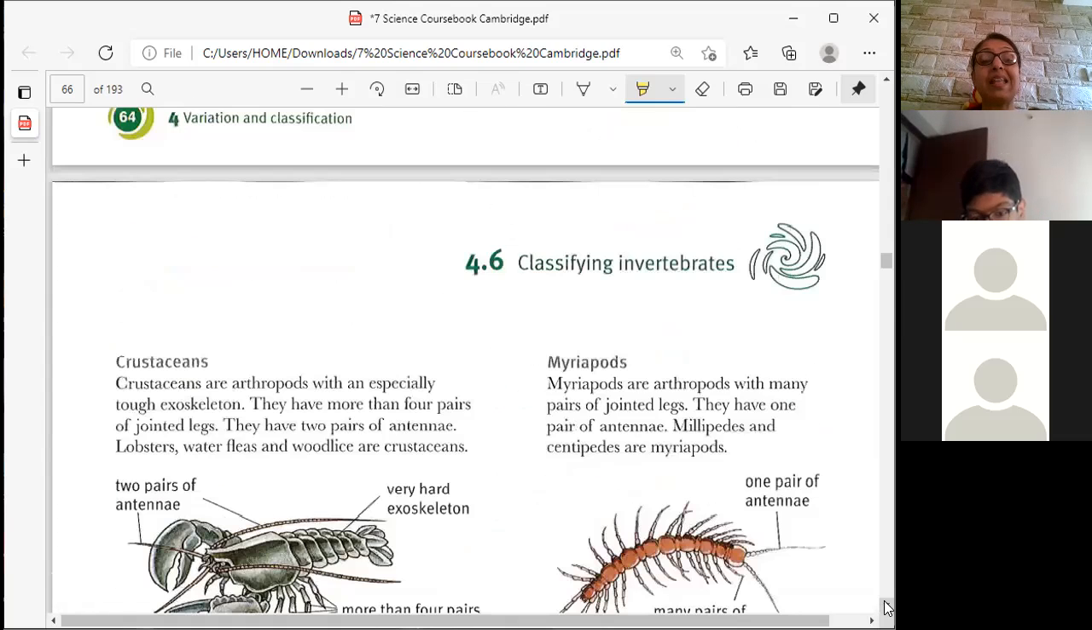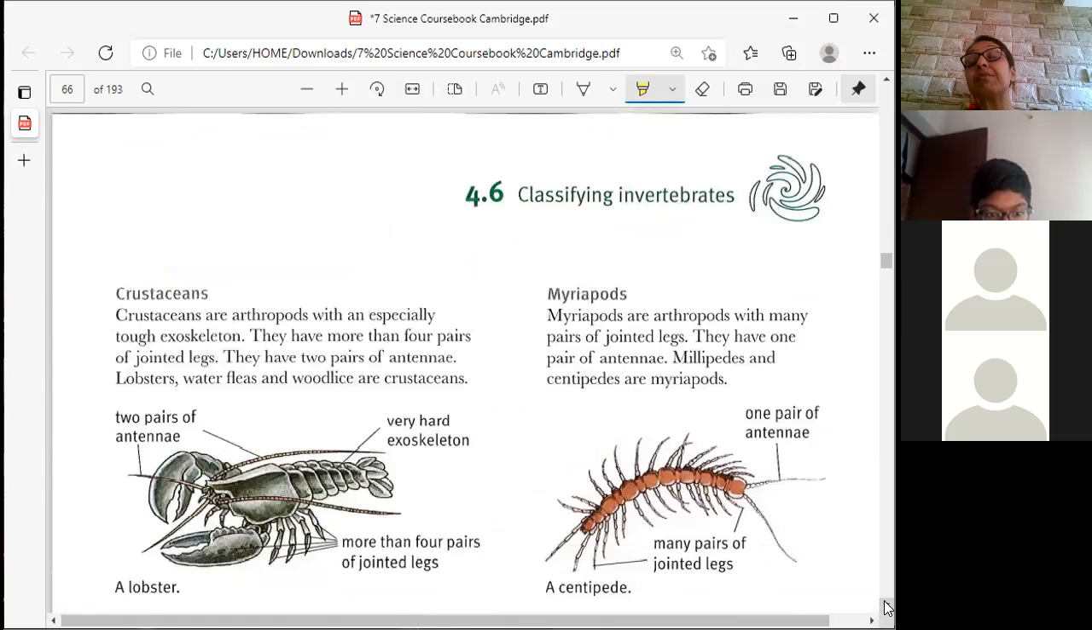Now we are learning the third category of Arthropoda. We are still on arthropods. We are doing the third group. First was the insect, second one was the arachnid, and now it is crustaceans. Crustaceans are arthropods with an especially tough exoskeleton. Because they have an exoskeleton, that is why they are arthropods. Point number 1. Second, they have 4 pairs of joint legs.